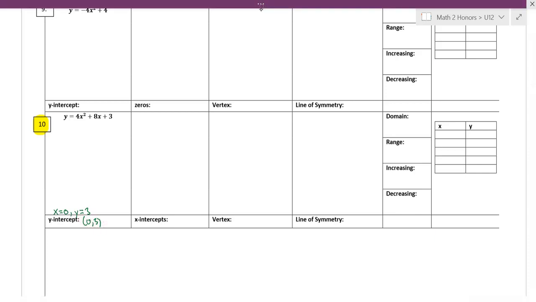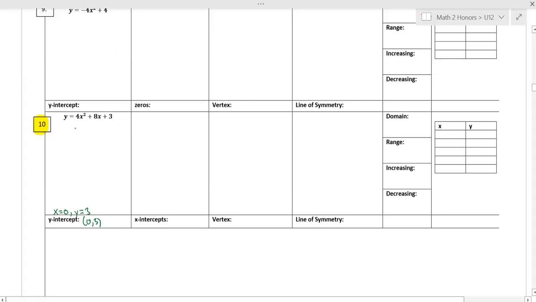And now let's try to factor this. So I'm looking for two numbers, or two terms, that multiply to 4x squared times 3. So you multiply the first term and the last term together and get 12x squared. And then the middle term, 8x, is what I want my two terms to add up to. So I want the sum of these two terms to be 8x, and I want the product to be 12x squared.